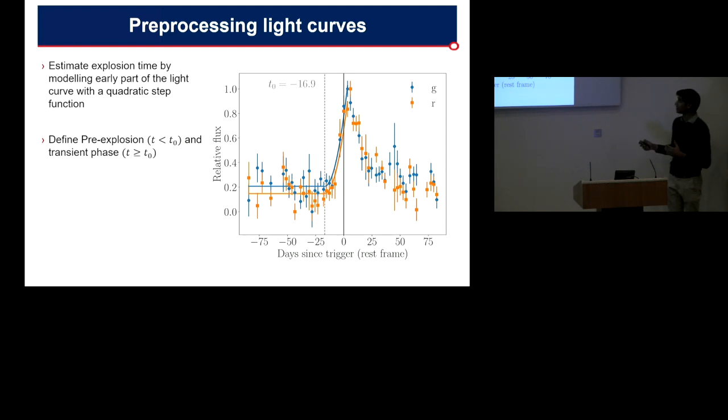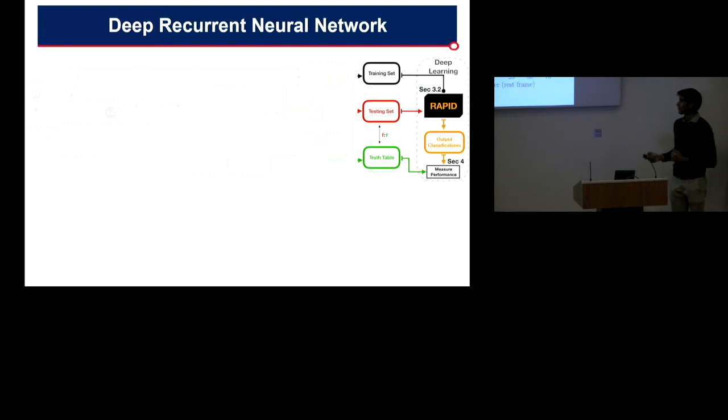And that allows us to actually do time-varying classification, where we teach the algorithm what pre-explosion means and teach the algorithm what each of the transient classes are. So in this case, it's a supernova. In other cases, it would be other transients. And so defining these two sets of phases is imperative to our model.